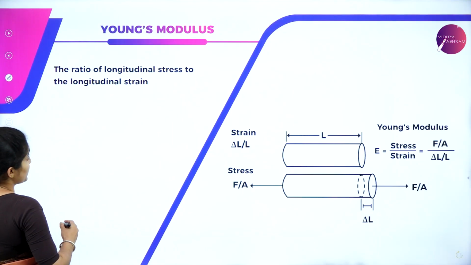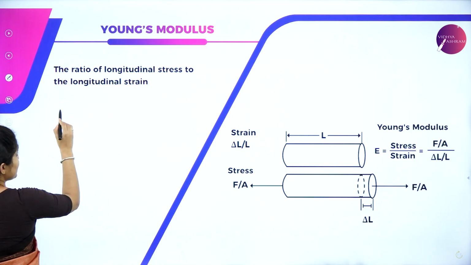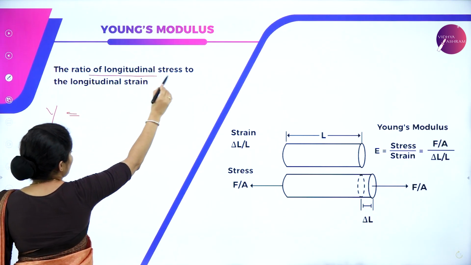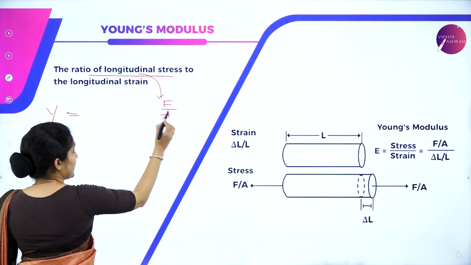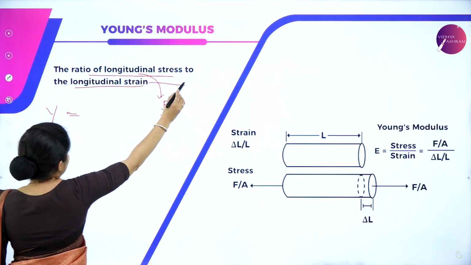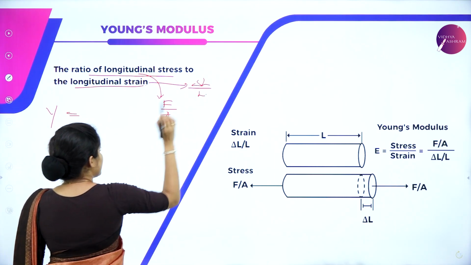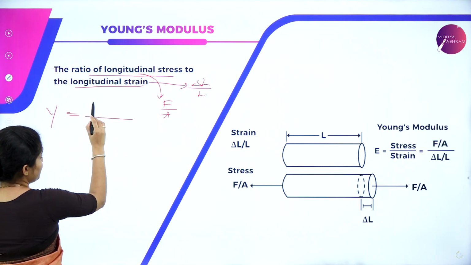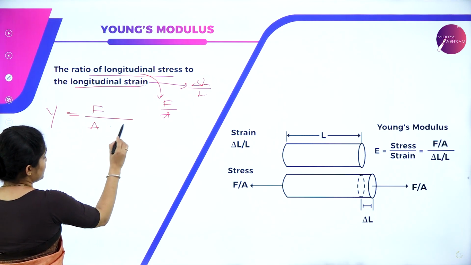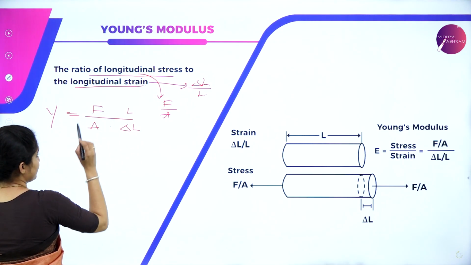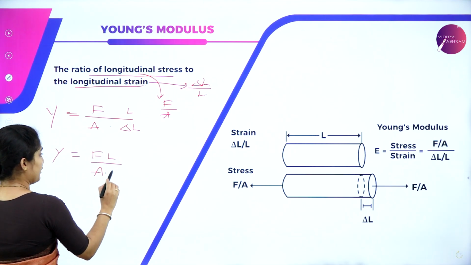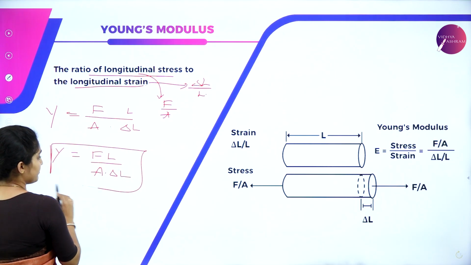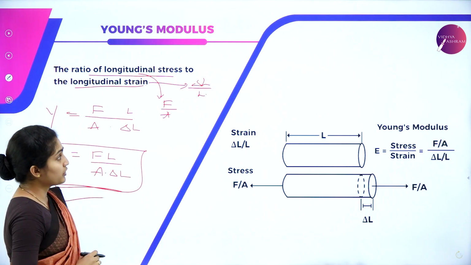We have Young's modulus, which is given in terms of Y. Young's modulus is nothing but the ratio of longitudinal stress, which is F by A itself, to the longitudinal strain, which means the change in length to the original length. So the ratio of longitudinal stress to longitudinal strain. So we have Y is equal to FL by A delta L. So this is your modulus of elasticity.